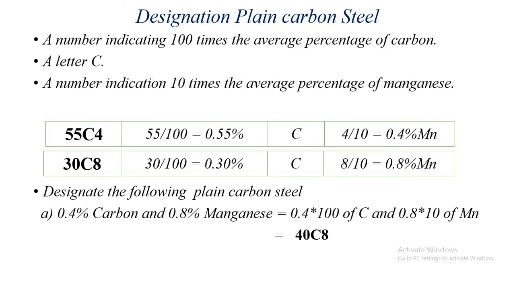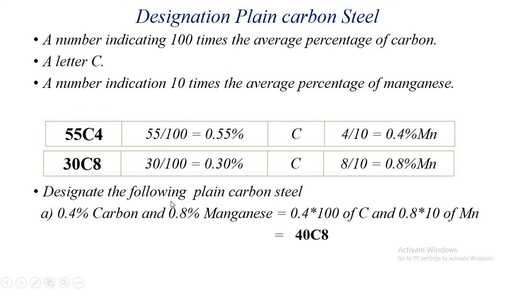Plain carbon steel. Designation of a plain carbon steel: a number indicating 100 times the average percentage of carbon, a letter C, and a number indicating 10 times the average percentage of manganese. So 55C4: 55 is the number, divided by 100, that will give you the percentage of carbon. 4 divided by 10 will give you the percentage of manganese. 30C8: 30 divided by 100, that is 0.3% carbon, and 8 divided by 10, that is 0.8% manganese.